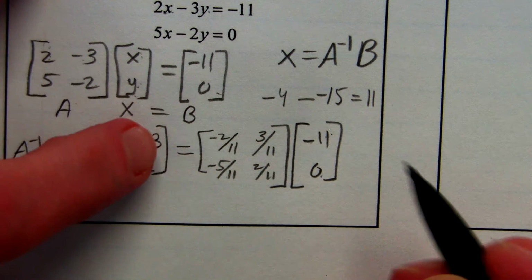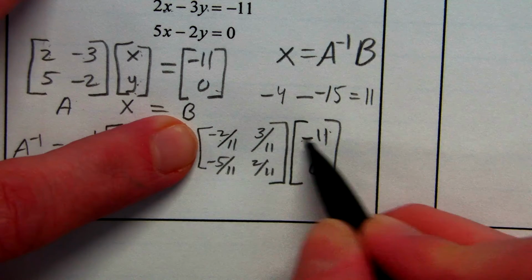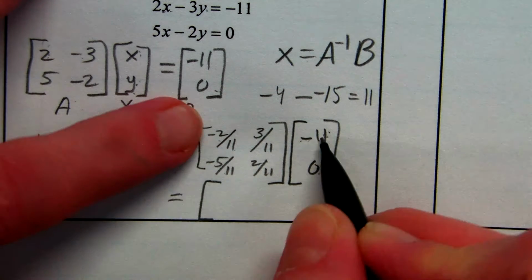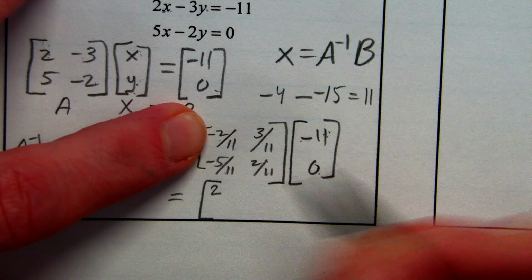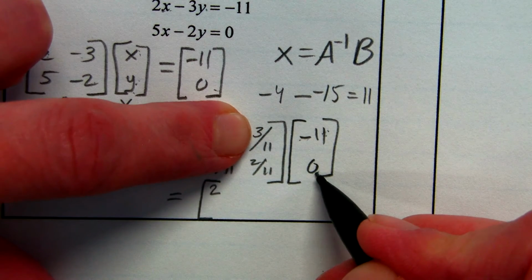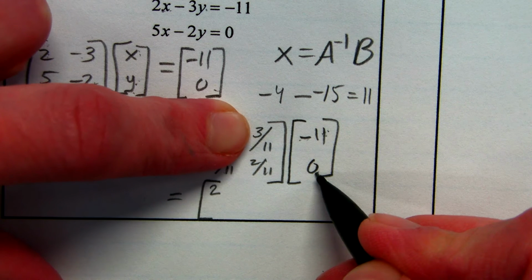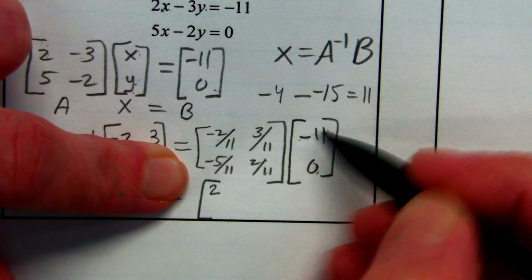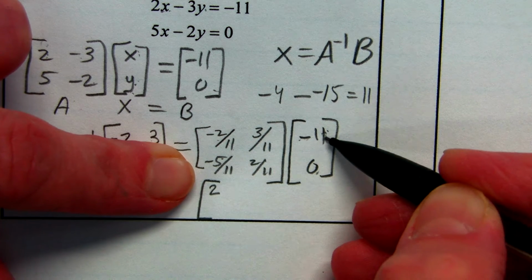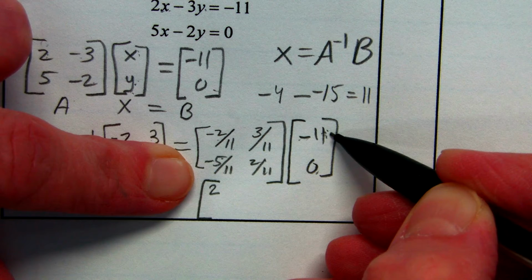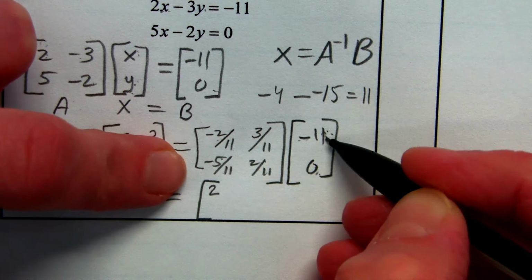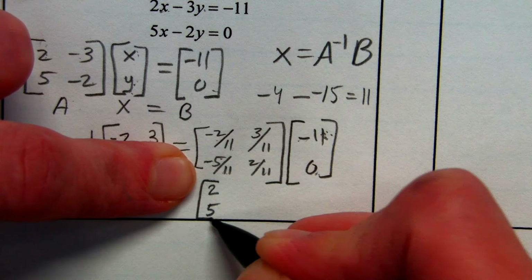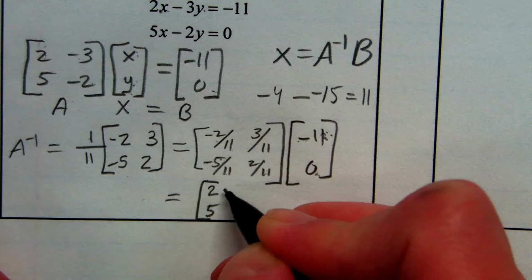So we're going to take negative 2/11ths times negative 11. So the negatives cancel, the 11s cancel, and you're going to end up with just 2. And then when I take 3/11ths times 0, that's just 0. So I don't feel like putting plus 0. I'm going to skip that part. And then for the next one, negative 5/11ths times 11 is 5, because the 11s would cancel. And then 2/11ths times 0 is just 0. So this is my answer.